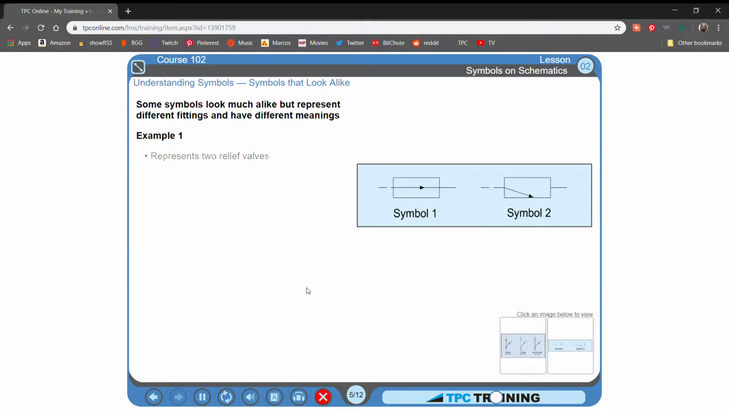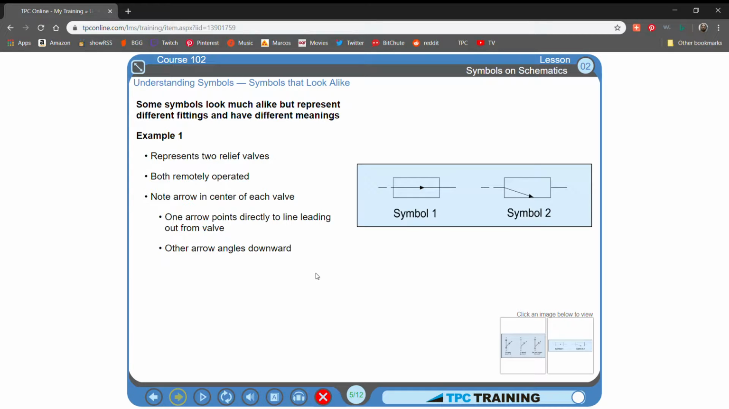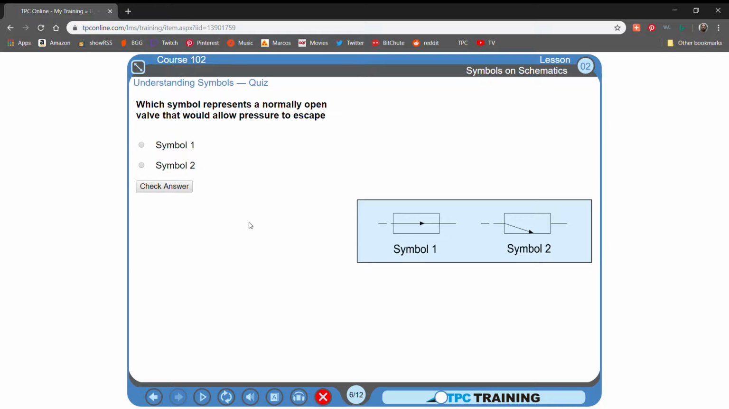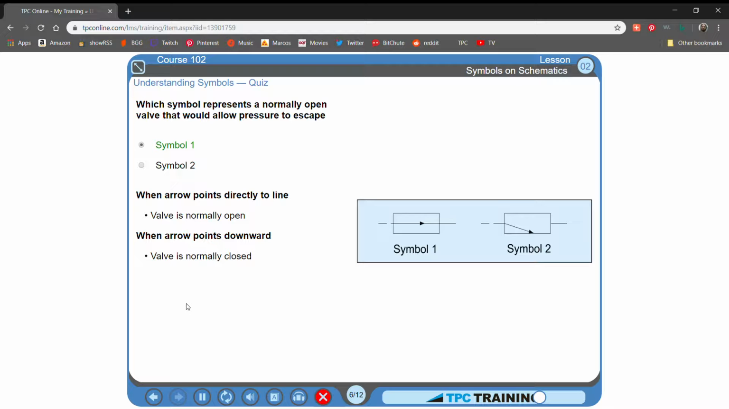The symbols drawn here represent 2 relief valves, both remotely operated, but they are different. The difference is shown by the arrow in the center of each valve. One arrow points directly to the line leading out from the valve. The other angles downward. Which symbol represents a normally open valve that would allow pressure to escape? That is correct. When the arrow points directly to the line, it means that the valve is normally open. When it points downward, it means that the valve is normally closed. This may look like a small difference, but it is an important one.